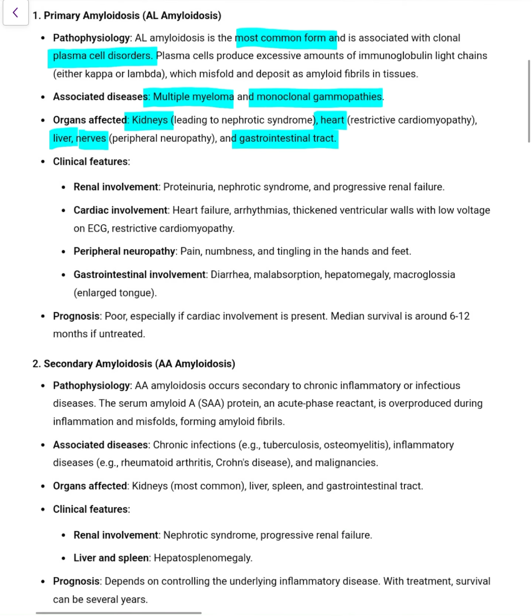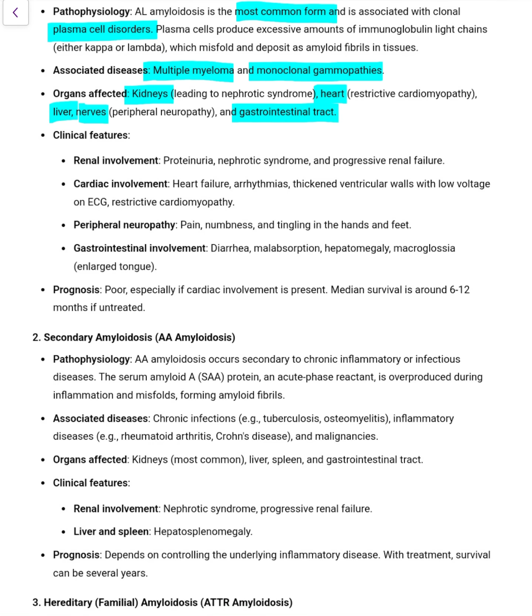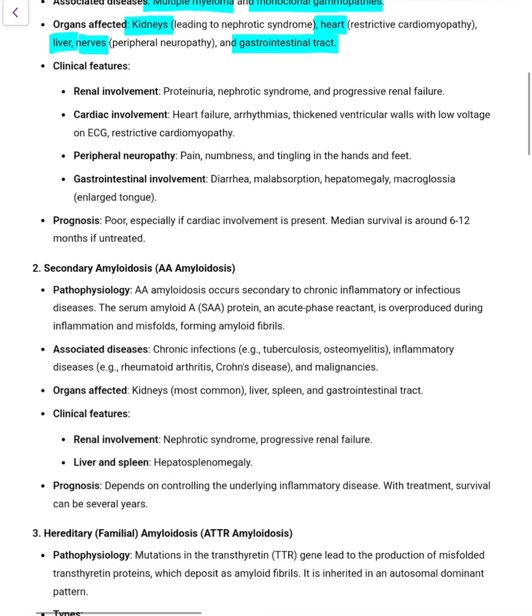Clinical features, as I said: renal involvement will cause nephrotic syndrome, proteinuria, and progressive renal failure. Cardiac involvement: heart failure, arrhythmias, restrictive cardiomyopathy, low voltage on ECG. Peripheral neuropathy will cause pain, numbness, tingling in the hands and the feet. Gastrointestinal involvement will cause diarrhea, malabsorption, hepatomegaly, and macroglossia.